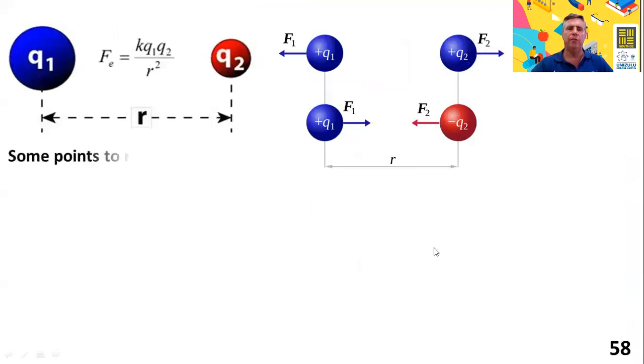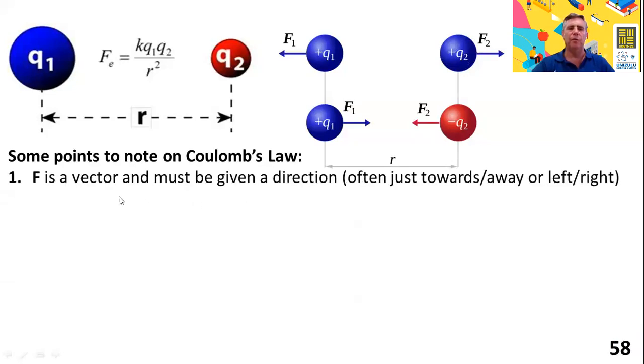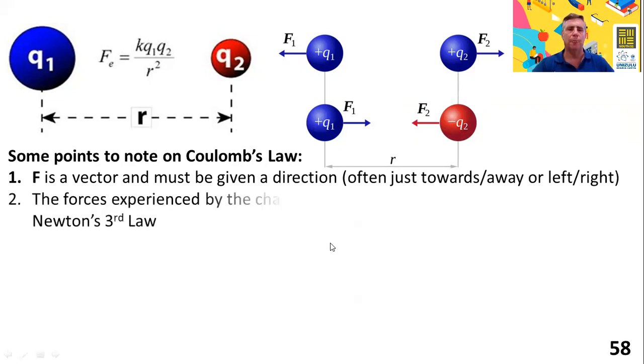Back to page 58. There's some points to note on Coulomb's law, and I think it's important for us to consider these points because they'll affect how we understand and how we use the law. First point, F is a vector and must be given a direction. You can see F is expressed with arrows. Now, you can normally just say towards or away or left or right or east or west. That's fine. We're usually just working with one-dimensional situations, but there have been some questions with two-dimensional arrangements of charges.